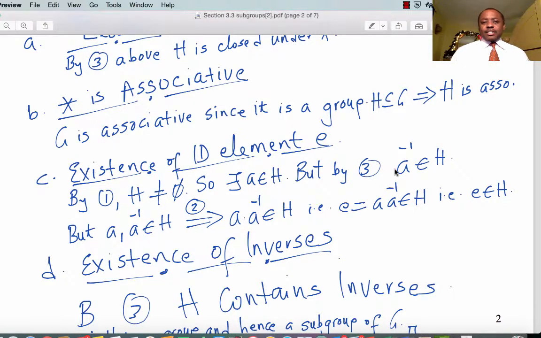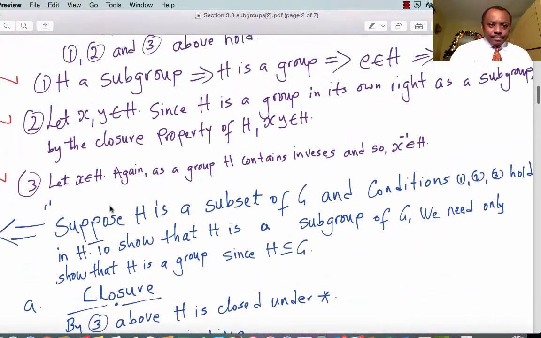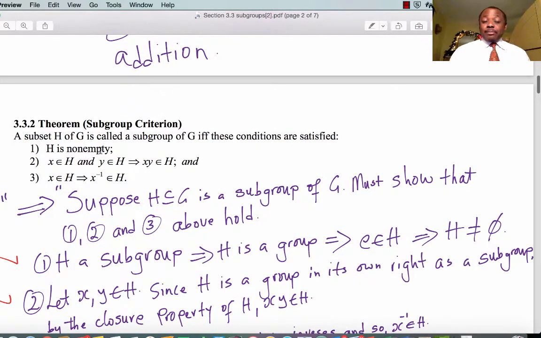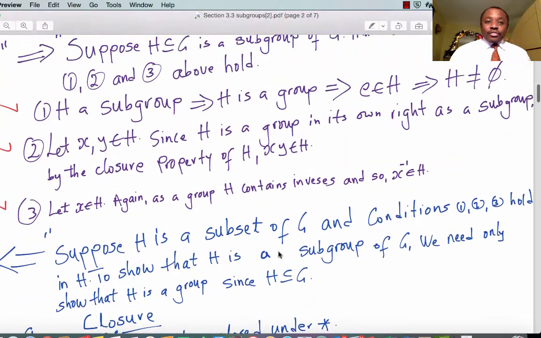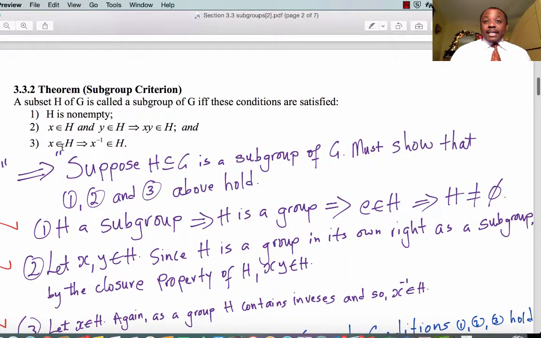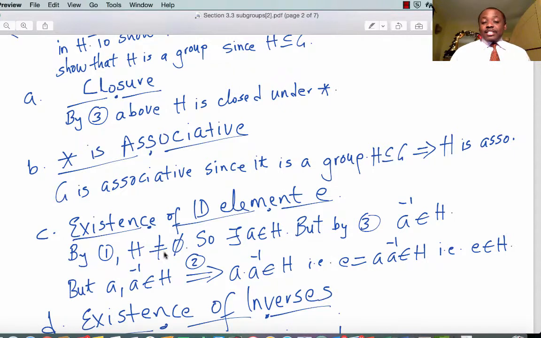Axiom 3, existence of the identity element E. By condition 1, H is non-empty. That means there exists an element A in H. But again, by condition 3, if X is in H, then X inverse exists and X inverse is also in H. So by condition 1, since H is non-empty, there exists an element A in H, and by condition 3, the inverse of that element exists and it is also in H.